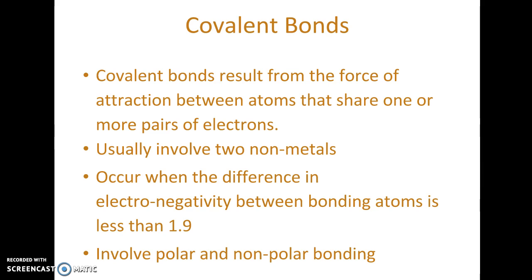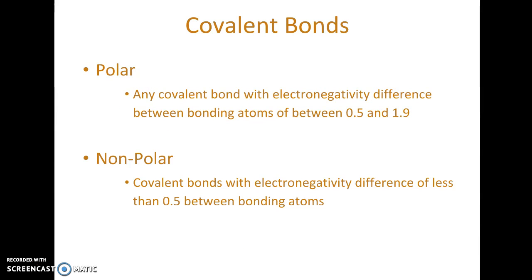Covalent bonds occur when 2 atoms share 1 or more pairs of valence electrons. There are 2 types of covalent bonds. Polar, which are any covalent bond with electronegativity difference between bonding atoms between 0.5 and 1.9, and nonpolar covalent bonds, which are bonds with an electronegativity difference of less than 0.5.